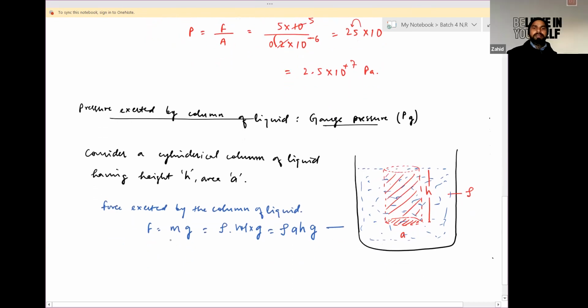Now we have force and we have area of cross section. So pressure due to this column will be force divided by area of cross section. Force is rho A h into gravity divided by area A. This A and this A will cancel out, so you will get rho g h. This pressure is due to this vertical column of liquid, which is also called gauge pressure, rho g h.